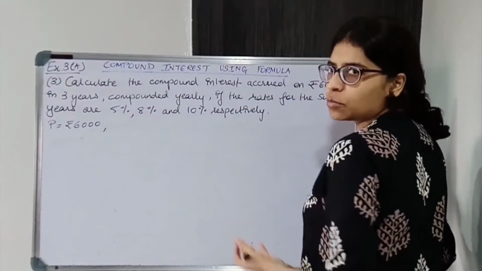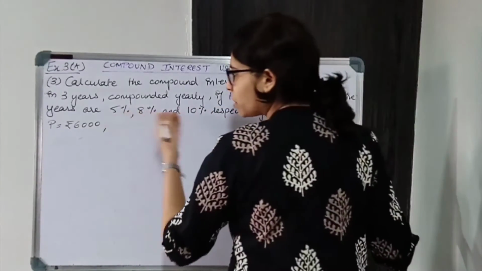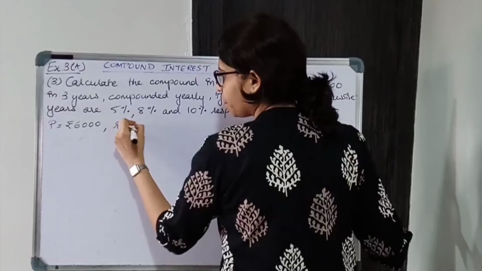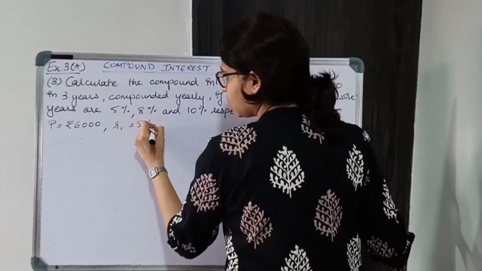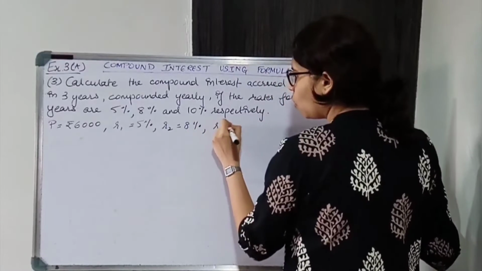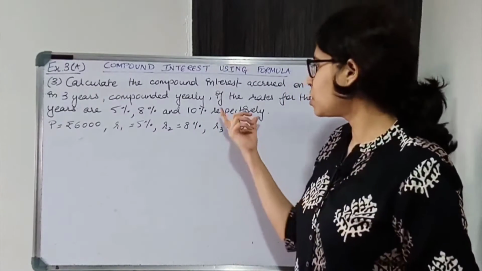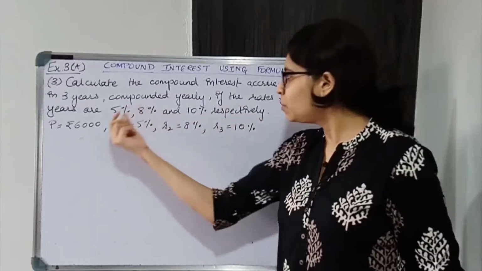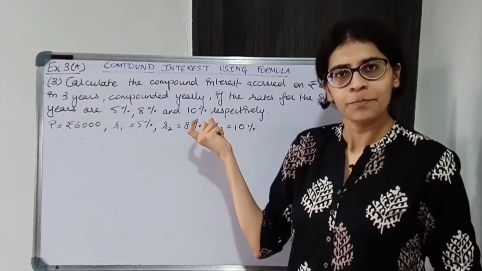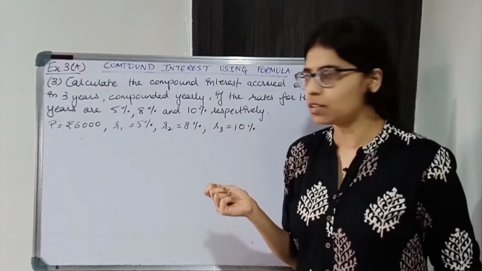You don't need to write number of years over here because rate of interest is different for all the 3 years, okay? So just write down R1, R2 and R3. This is 5%. This is 8%. Go in this order only, okay? Don't change the order because respectively apply हो रहा है. Respectively means यही order में जा रहा है, okay? First year के लिए ये apply हो रहा है, second के लिए ये and third के लिए ये, okay?